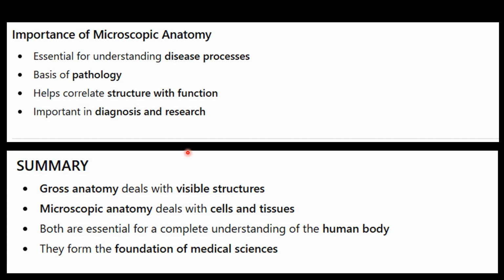Now it's time to conclude the entire session, because in the last session we talked about macroscopic anatomy, that is gross anatomy, and today we covered microscopic anatomy, the microscopic study of human body structure, right? So let's try to conclude it. If someone asks you what is gross anatomy, you can say that gross anatomy deals with the visible structures. Then we have microscopic anatomy that deals with cells and tissues, and third, both are essential for a complete understanding of the human body. Okay, so you should know about both things.